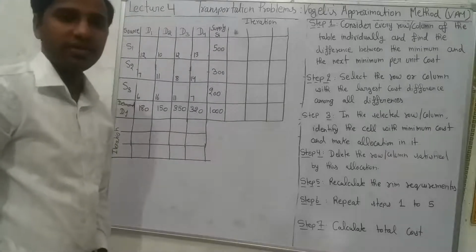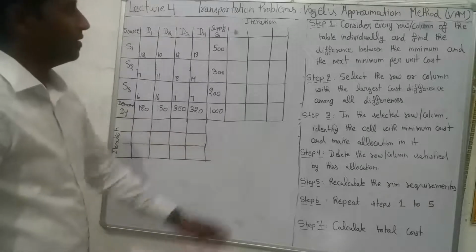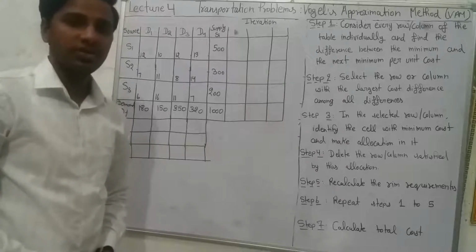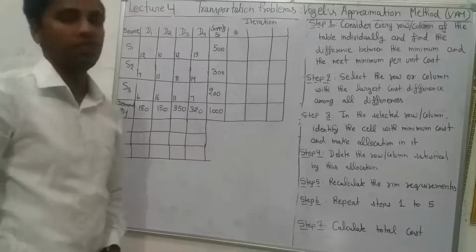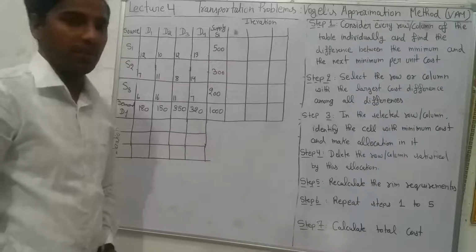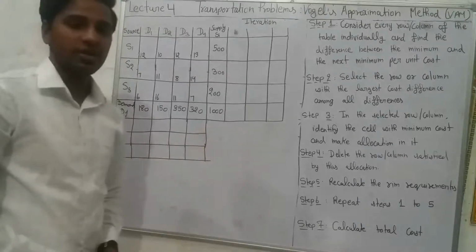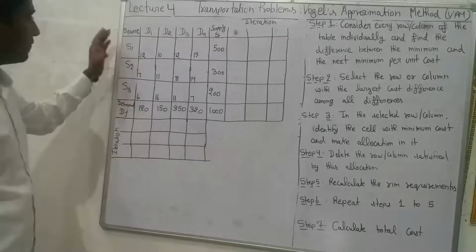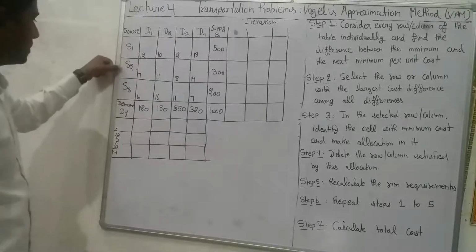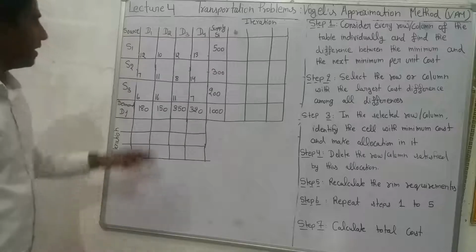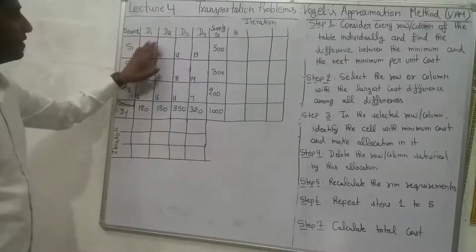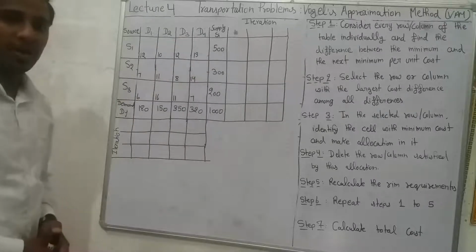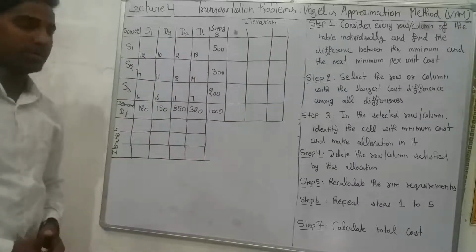Hello everyone. In this video, we are going to study the Vogel's approximation method of calculating the initial feasible solution of a transportation problem. So let's start with a balanced standard transportation problem in which we are given three supply points S1, S2 and S3 and four destination points D1, D2, D3, D4 with their respective supply and demand requirements.